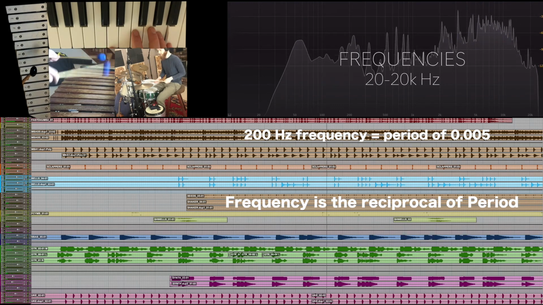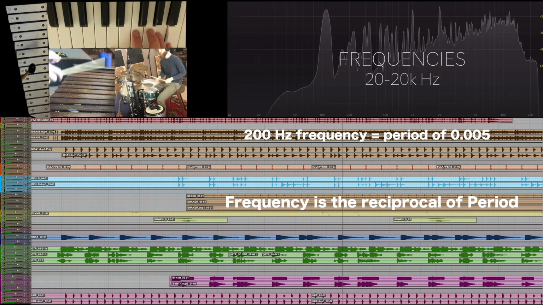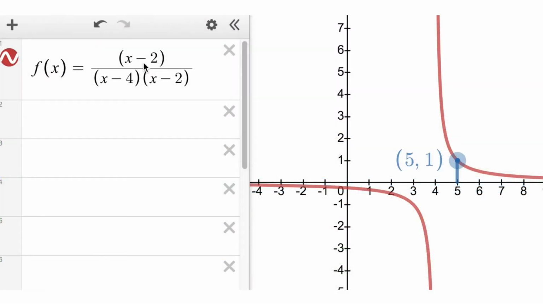Before we do that though, let's take a step back because we're a little more familiar with rational functions. So for instance, if I had f of x equals x minus 2 over x minus 4 times x minus 2, the graph would look kind of like this. And remember that these rational functions have vertical asymptotes and horizontal asymptotes.